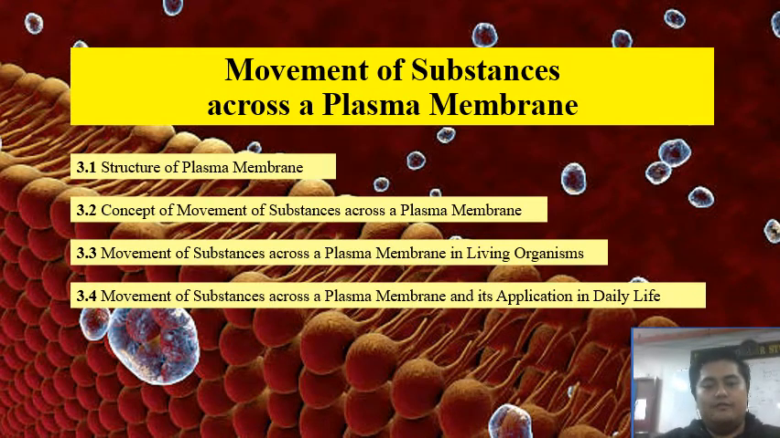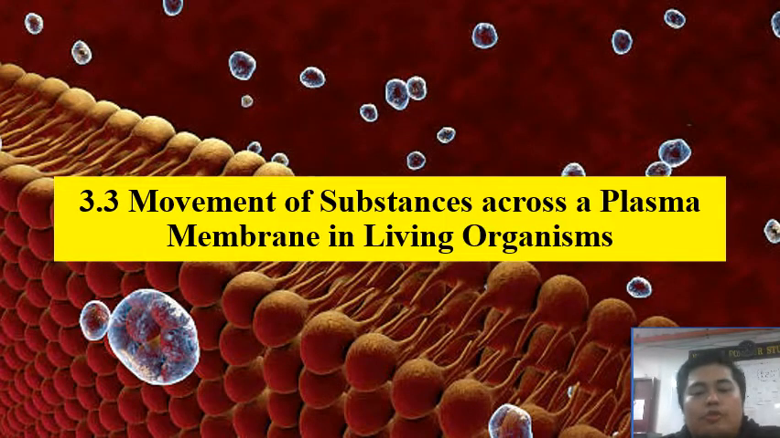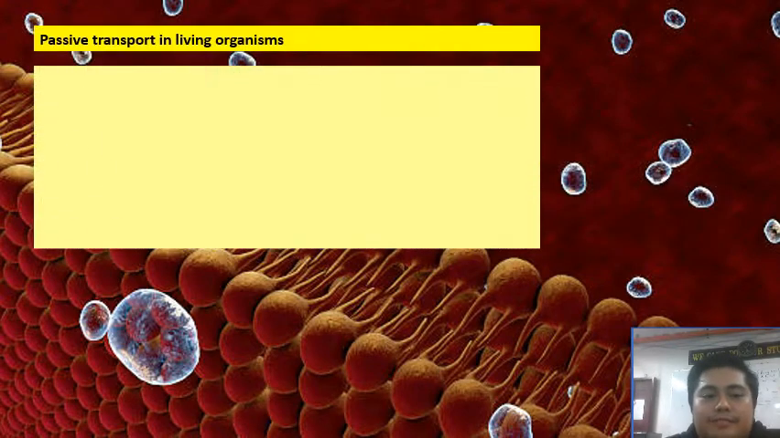Hi, we are back again with the continuation, ataupun sambungan daripada chapter 3, Movement of Substances Across the Plasma Membrane, chapter 3 Biology KSSM. So, kita dah study untuk dua subtopik tadi, which is the 3.1 Structure of Plasma Membrane and also the concept of movement of substances across the plasma membrane. So, kita akan sambung untuk subtopik 3.3 pula. So, movement of substances across the plasma membrane in a living organism.